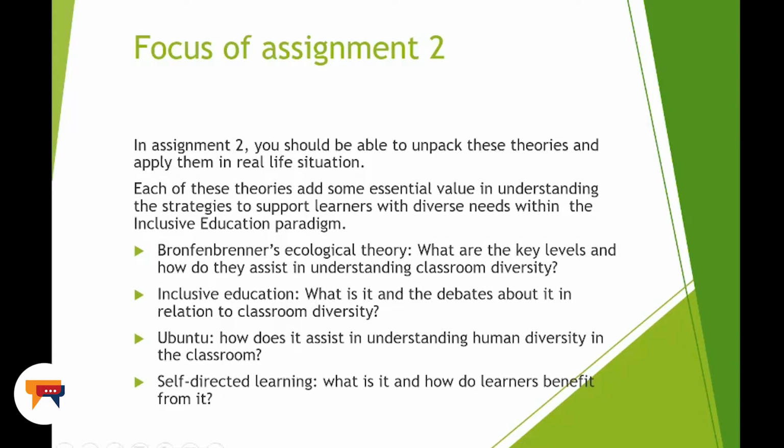For you to master the expectations in assignment 2, you should understand the key elements or levels in Bronfenbrenner's ecological theory, and also understand how they assist us as teachers in understanding diversity in our classroom. We further look at inclusive education, and as a student, you should be able to define it in your own words, to define what it is, and be familiar with the debates around inclusive education, especially in relation to classroom diversity.